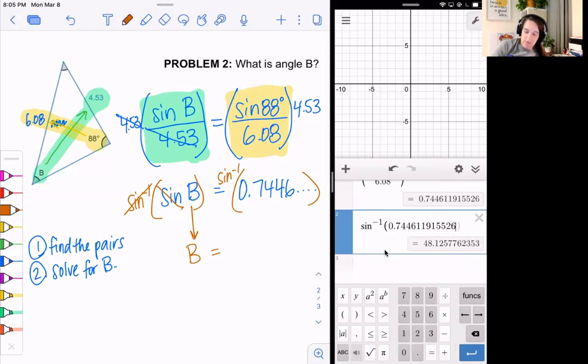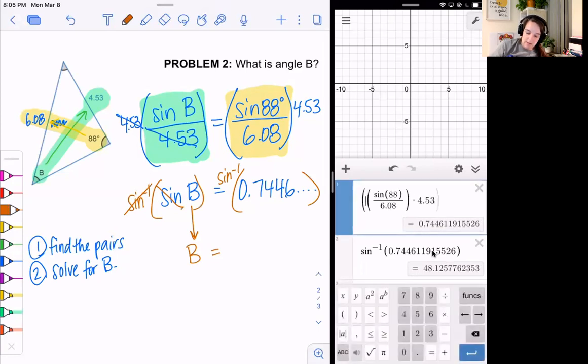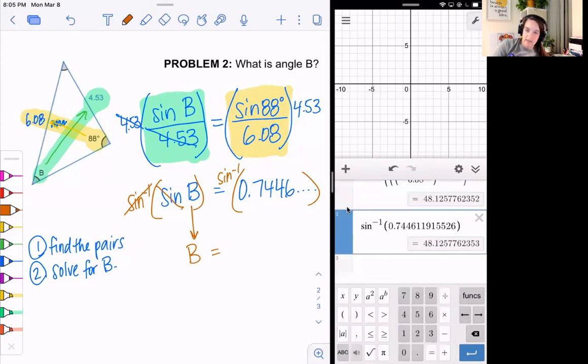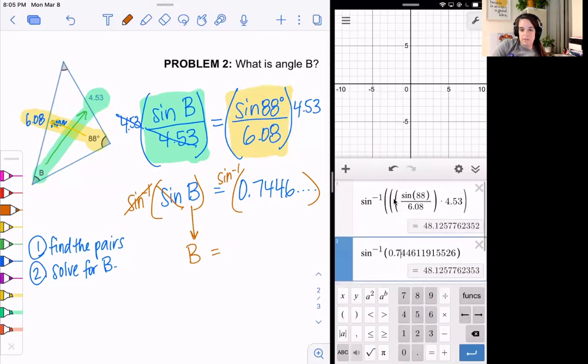0.744611915526. It's like a phone number. I get my answer here. The other option is to put big parentheses around this and then go back to the beginning here. Put sine inverse of that whole thing. Whew, looks like this. And I get 48. I get the same exact number. So you have two options there. You can do either one. So I get this as my answer, 48.125. I'm going to use one decimal, 48.1. Remember, this is an angle, so it should have degrees here as the answer.